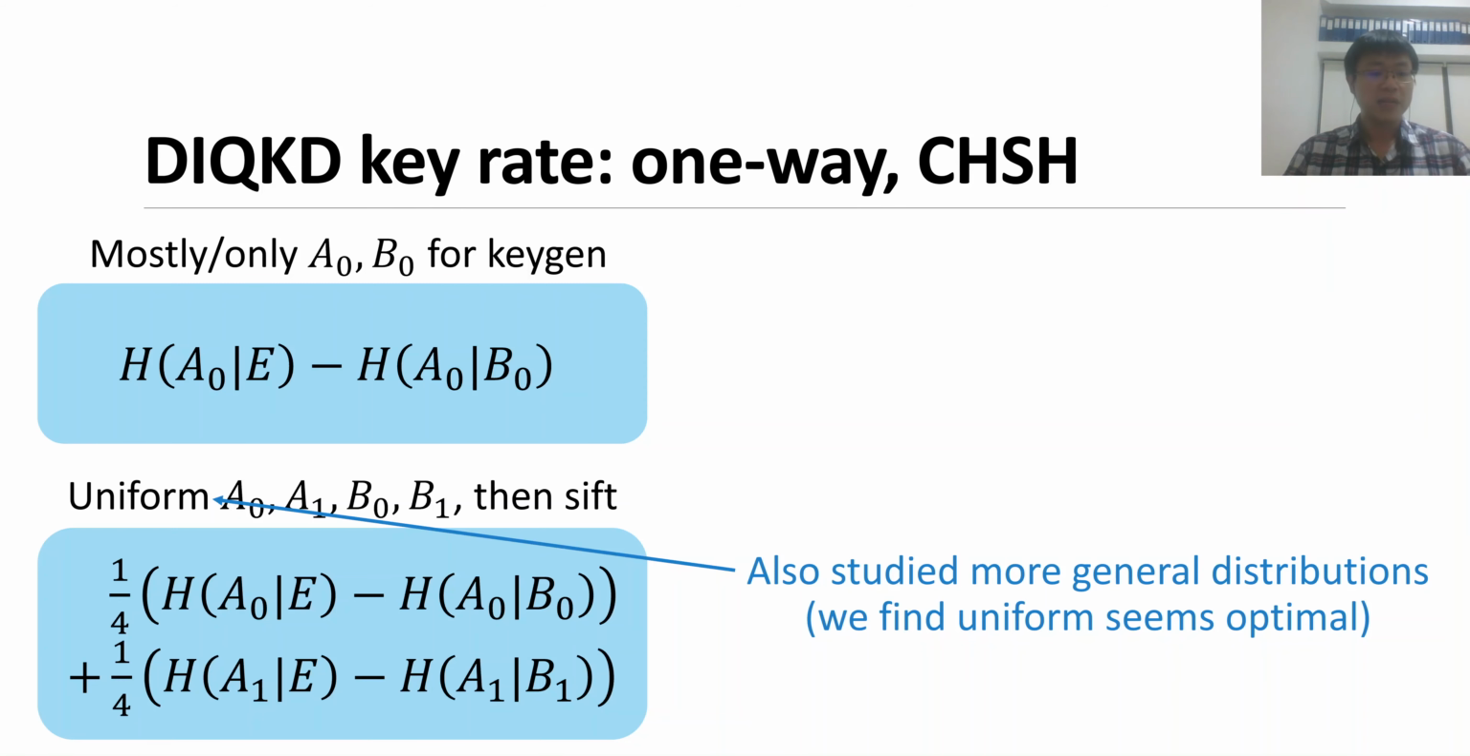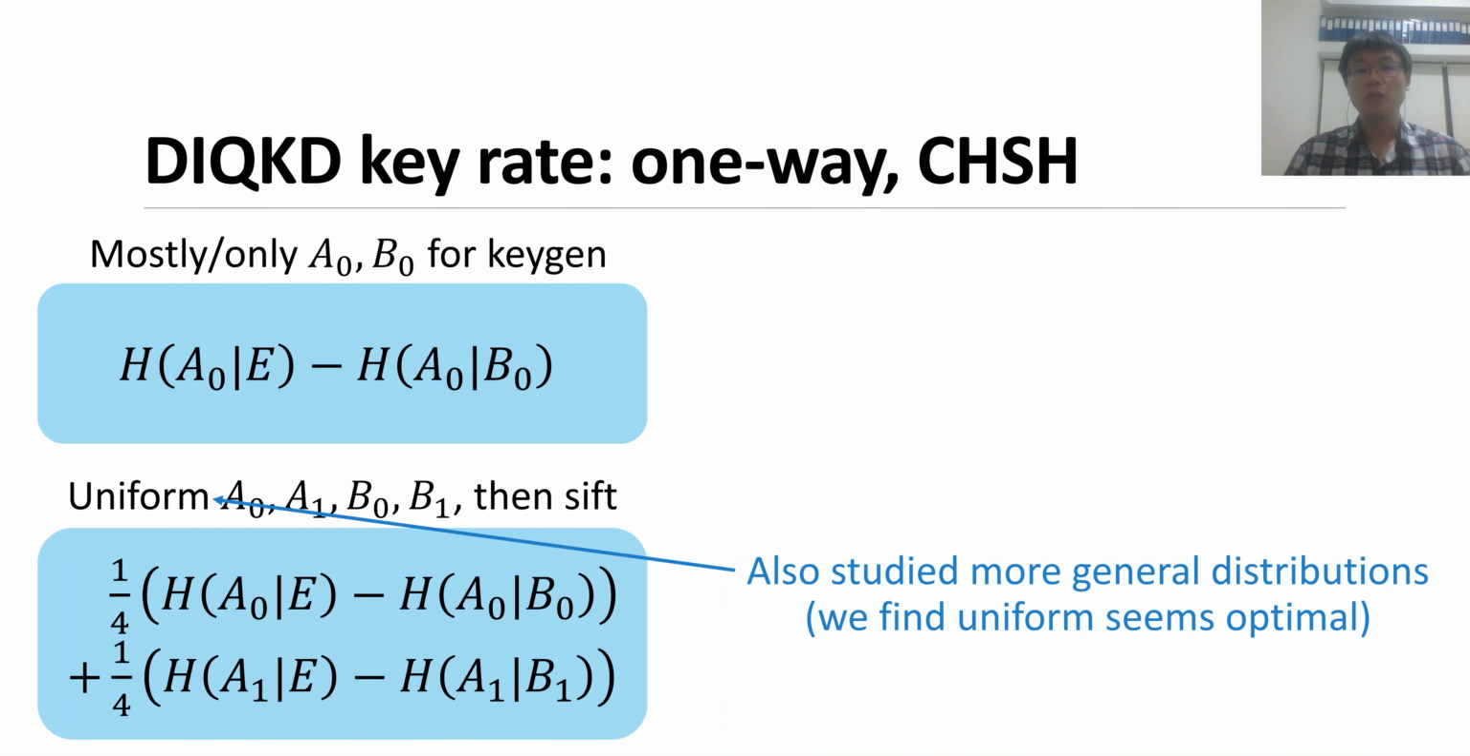Now, of course, you might ask, what is the point of considering a situation where you pick the basis choices uniformly? Because after you include the sifting factor, it seems that surely the key rate would be lower than the situation where you mostly use just one basis pair for key generation. And the reason why we are interested in considering this is that for DIQKD, the known noise tolerances for the known protocols are fairly low.